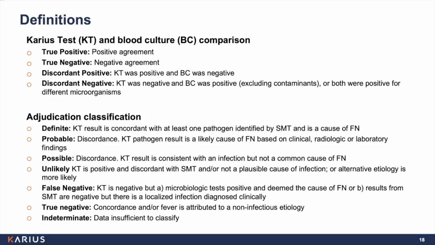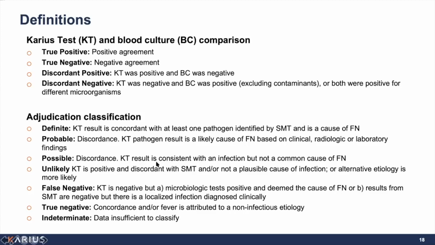A probable case was in cases of Karius test positivity and negativity of the standard microbiological testing, and the pathogen detected by Karius was a likely cause of febrile neutropenia based on clinical, radiologic, or laboratory findings. A possible case was a discordant case, and in this situation, Karius test would be consistent with infection, but not a common cause of febrile neutropenia.